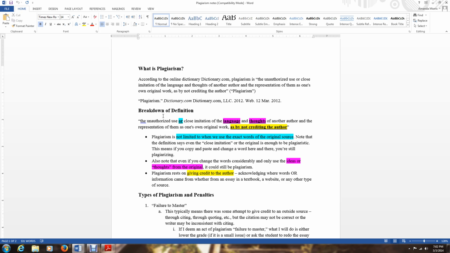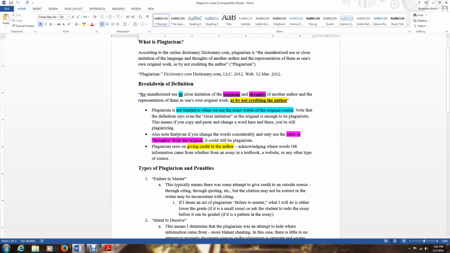So that's why I wanted to start with the definition, and in this next section, I want to break down that definition, and I've highlighted some key portions. One thing to be aware of, and that's the first bullet here, is that you can plagiarize even when the words are not exactly the same as the original. The definition says it could be the close imitation of the original.